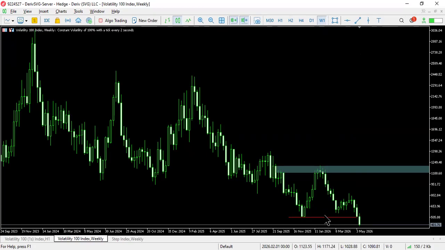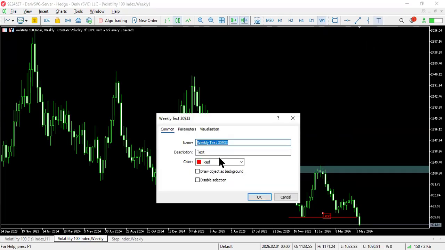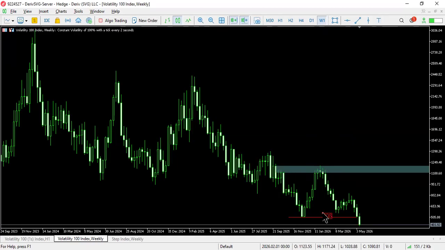That is to indicate to me that the sellers are pretty much in control of this market, as we are still breaking structures to the downside. Therefore, that is our break of structure from the weekly time frame. The bias is very clear. We are going to be looking for selling opportunities because sellers are still breaking structures to the downside. That is pretty much it.